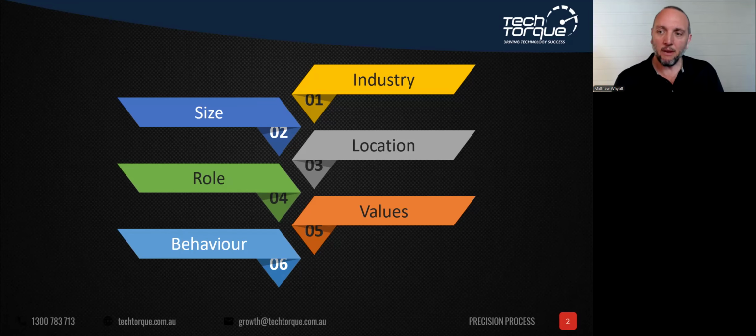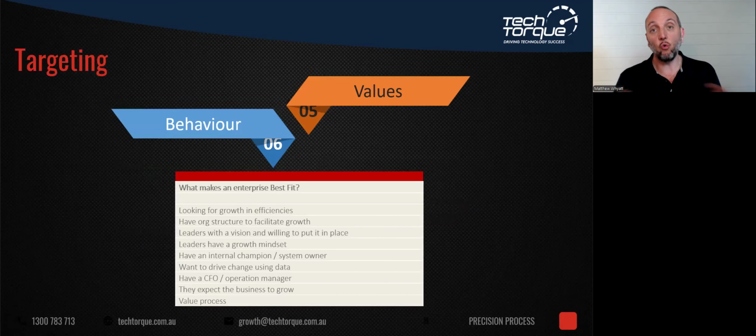So now let me give you an example of the values and behavior structure. I do send out the slides if you're asking for them. I'm more than happy to send the slides because I do have a couple of my tools that I use. So what makes an enterprise the best fit? These are things like looking for growth and efficiencies, having an organization structure that facilitates growth, leaders with a vision willing to put it into place, and wanting to drive change using data.